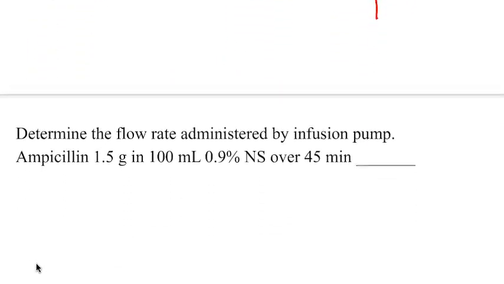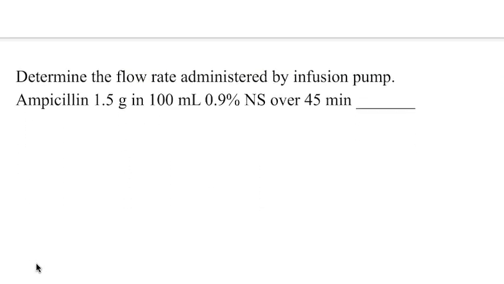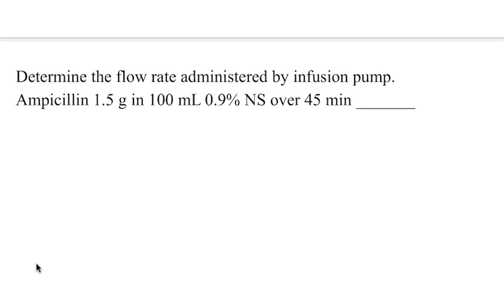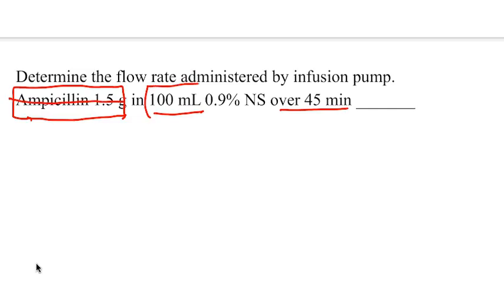Next problem. Okay, this is our last problem. Okay, so determine the flow rate. We have ampicillin 1.5 grams in 100 milliliters going over 45 minutes. And again, don't be confused by my medication in my volume. What I really care about is the volume and how fast I want to infuse it. And in this case, my total volume is 100 milliliters. And how fast do I want to give it?